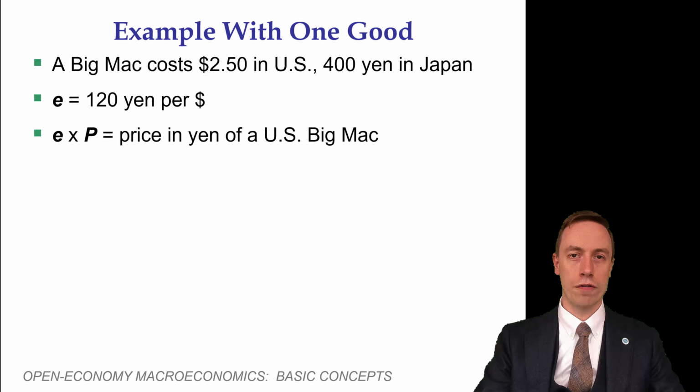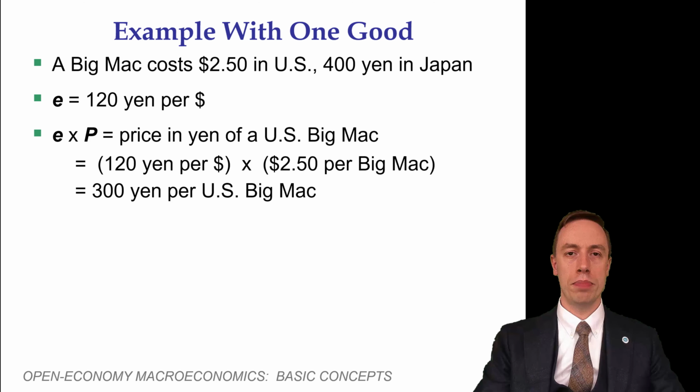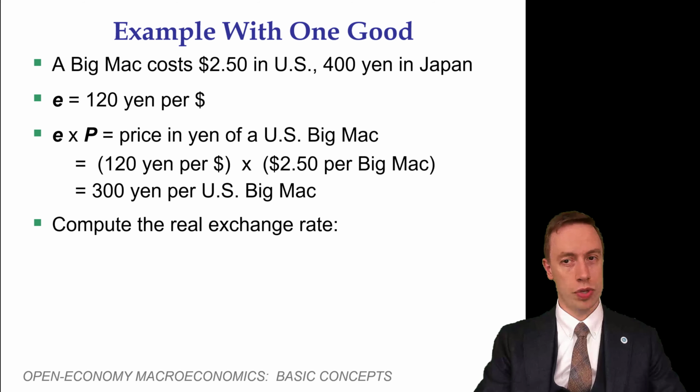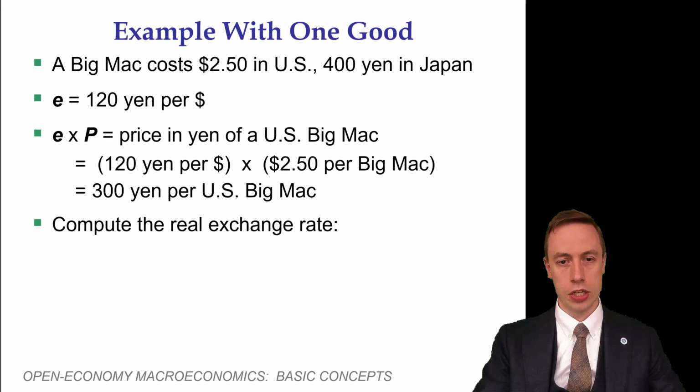So let's start with the numerator of the formula, E times P. What that does is convert the price of the US Big Mac into foreign currency. So a US Big Mac at $2.50 with a nominal exchange rate of 120, multiply those two numbers together, you would have to pay 300 yen to buy the US Big Mac. But let's compare that with the Japanese Big Mac. 400 yen. You can already tell the Japanese Big Mac is more expensive. Let's continue the calculation though.